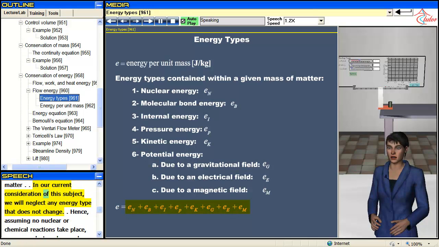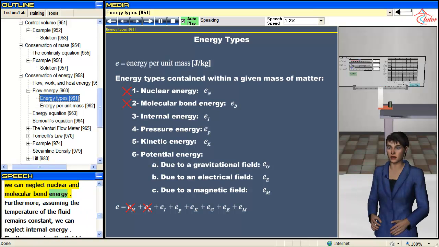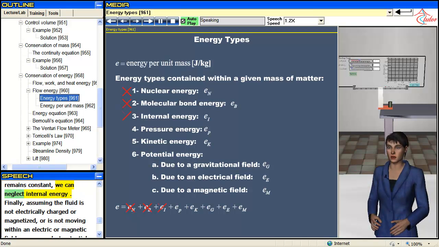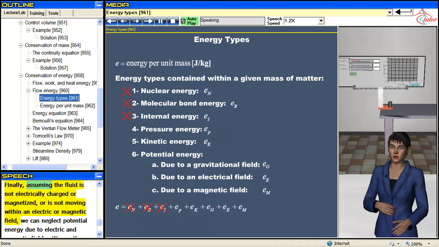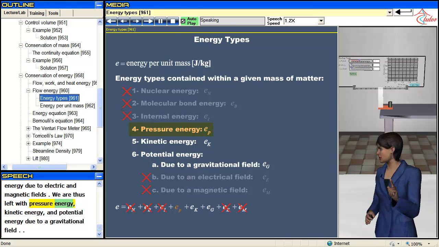In our current consideration of this subject, we will neglect any energy type that does not change. Hence, assuming no nuclear or chemical reactions take place, we can neglect nuclear and molecular bond energy. Furthermore, assuming the temperature of the fluid remains constant, we can neglect internal energy. Finally, assuming the fluid is not electrically charged or magnetized, or is not moving within an electric or magnetic field, we can neglect potential energy due to electric and magnetic fields. We are thus left with pressure energy, kinetic energy, and potential energy due to a gravitational field.